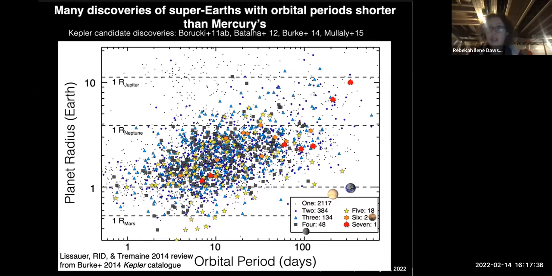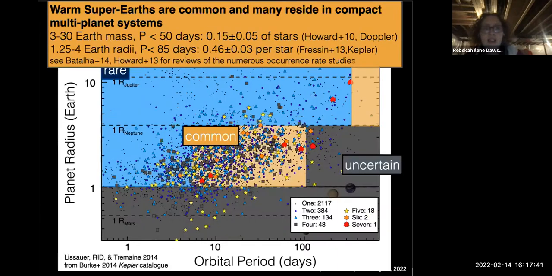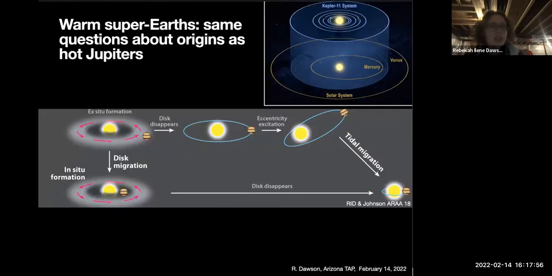People have done a lot of work taking these detections and using them to calculate occurrence rates. They found that these planets interior to Mercury's orbit, with sizes between Earth and Neptune, are also intrinsically very common, and that many reside in compact multi-planet systems. So we have a lot of the same questions about their origins as we do about the close-in giant planets. Did they form there? Did they migrate there? A compact multi-planet system probably didn't undergo tidal migration, but the other two origins are a possibility.